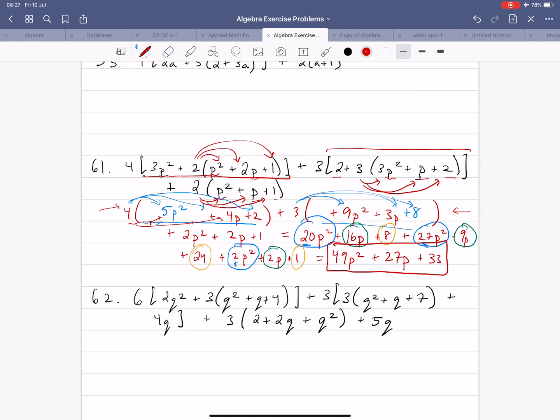I could have painstakingly applied the commutative property, the associative property, and the distributive property. And if you were confused by any of these steps, then I encourage you to do that yourself.